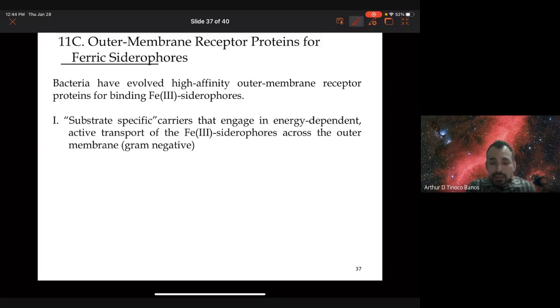All right, so the outer membrane receptor proteins for ferrisiderophore. What recognizes these molecules? Because these molecules are produced, right? Bacteria will produce them, and they will send them out into the surroundings to start capturing iron, whether it's capturing iron and stealing it, maybe even from us. We have a number of bacteria that invade us. So there are receptors that can recognize these complexes.